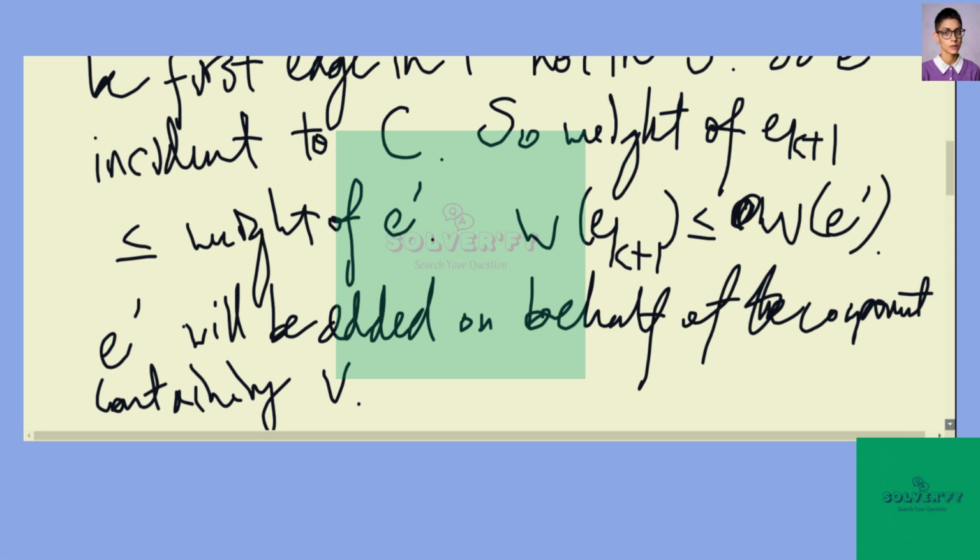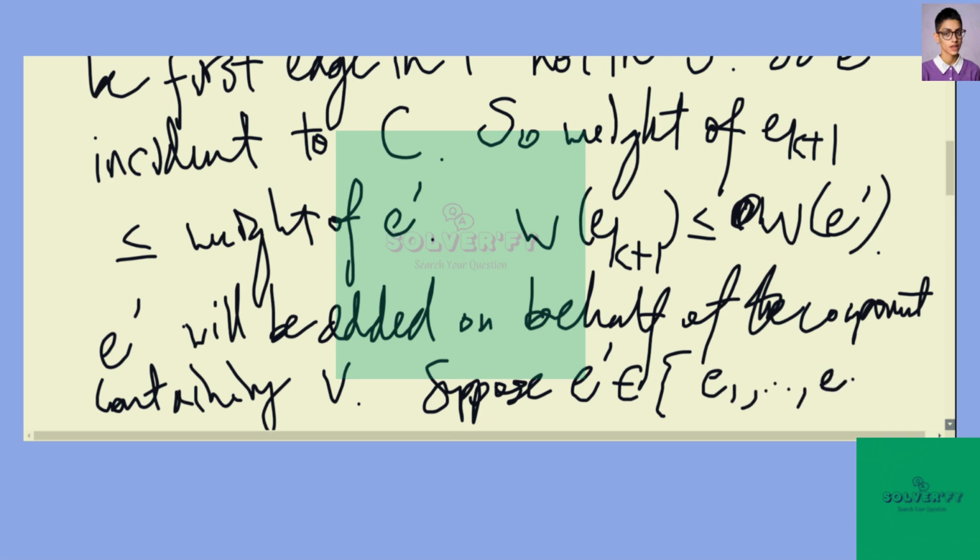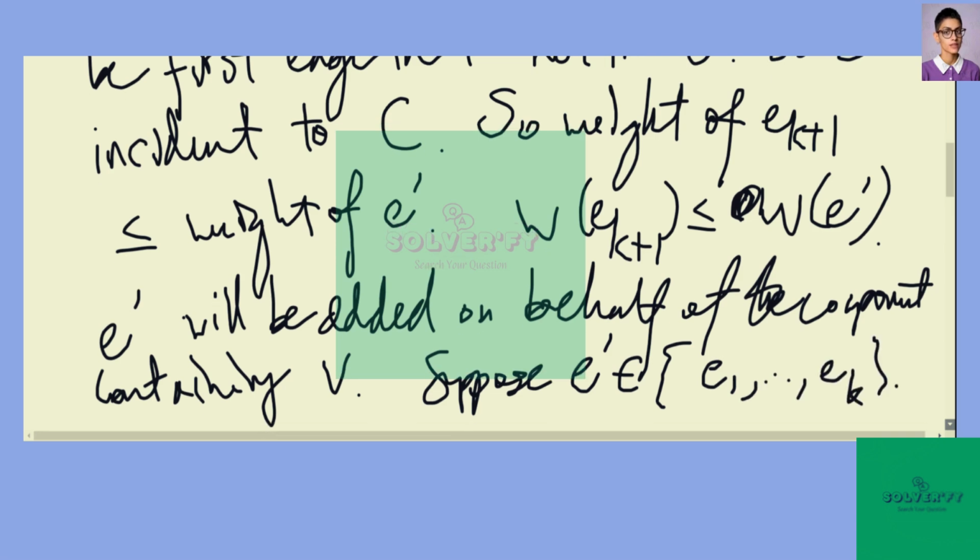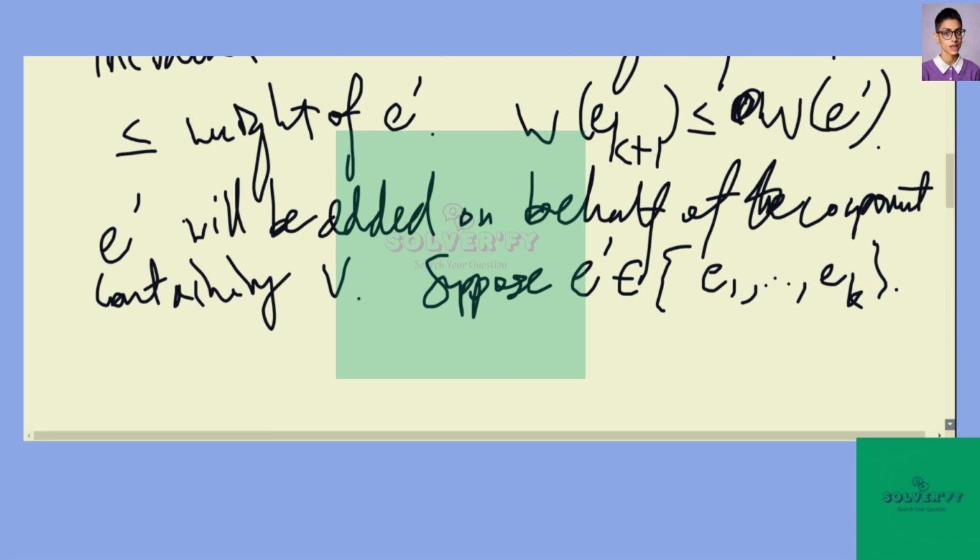Now, if E prime does not lie in E1 through EK, so we'll suppose this, so E prime is not one of those edges, we can continue on the path P until we obtain an edge not in E1 through EK.